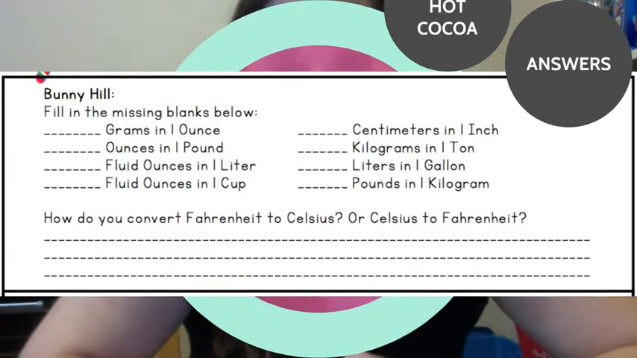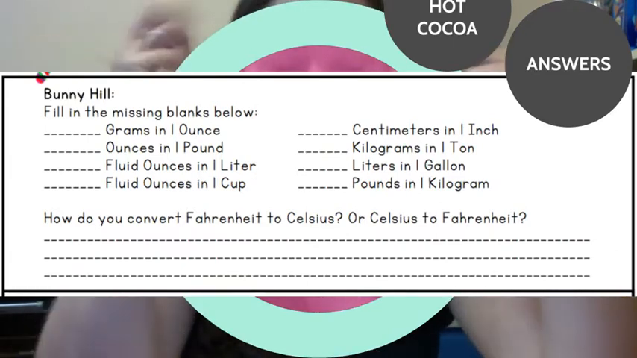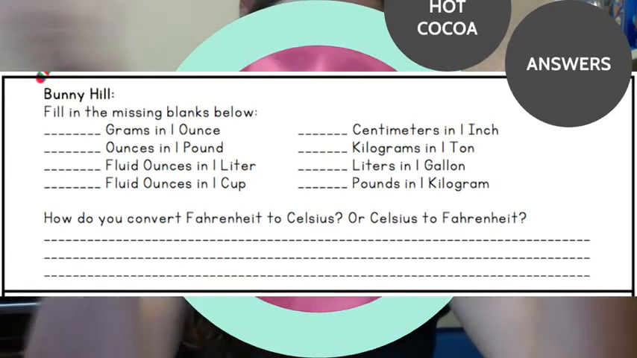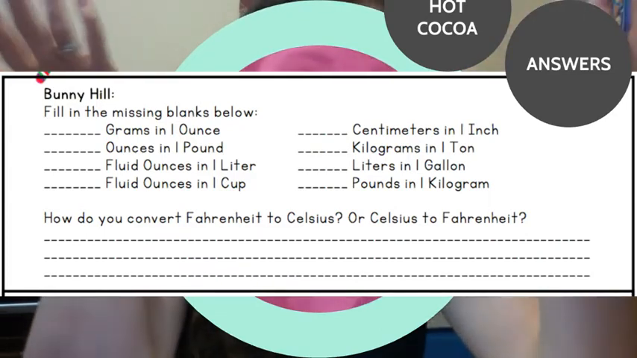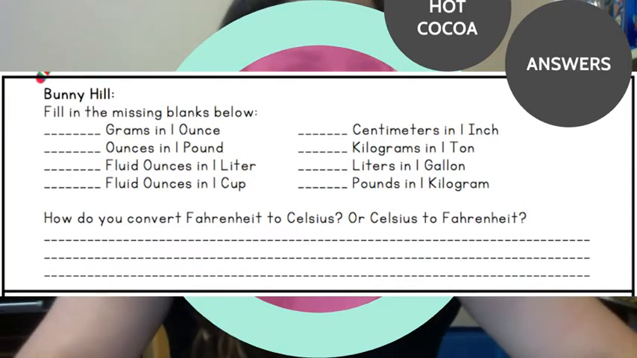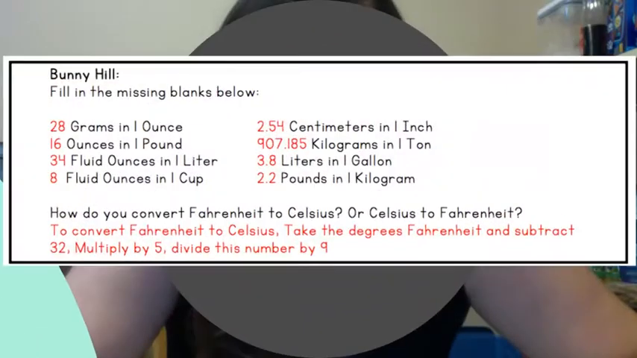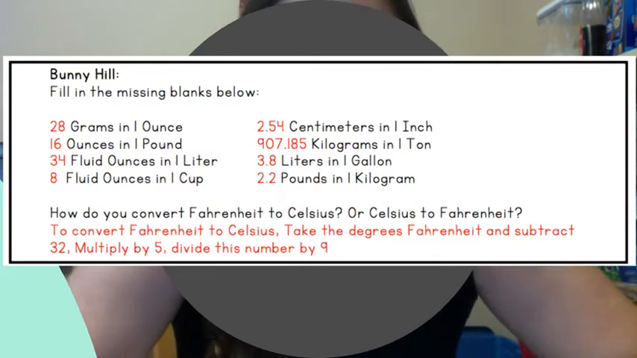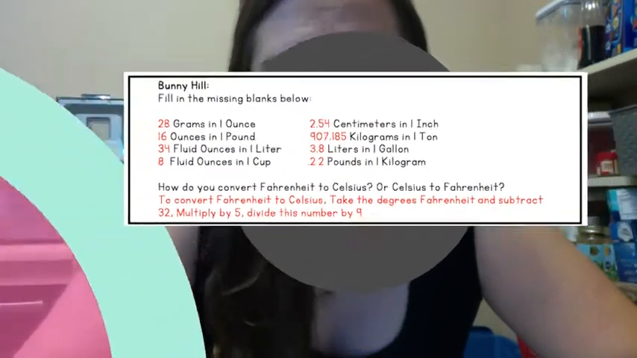That's the next one. We learned the other day on our Kahoot that there are 8 fluid ounces in a cup. How many centimeters are in an inch? That's about 2.5. How many kilograms are in a ton? I actually don't know this one. I have to look it up. Stumped the teacher on her own worksheet. Okay, yeah, so there's like 907 kilograms in a ton. There's 3.8 liters in 1 gallon, and there's 2.2 pounds in 1 kilogram.